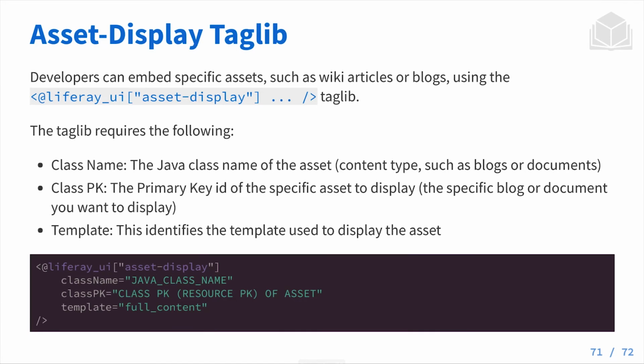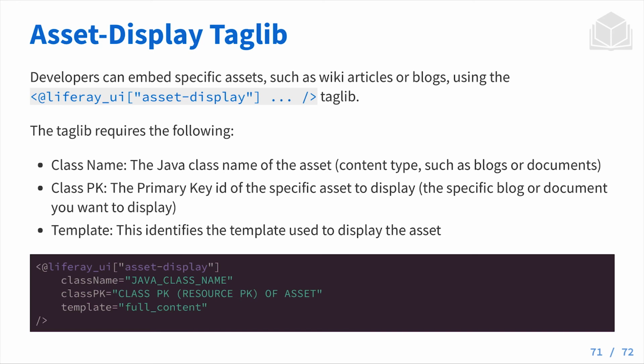So where does the actual content exist on the platform? Once you have those included, you can embed any sort of web content in your theme using this taglib. And we also have the asset display taglib. This is for other assets other than web content. So for example, if I wanted to embed a specific document or an image or something along those lines, I could theoretically use this Liferay UI asset display taglib.